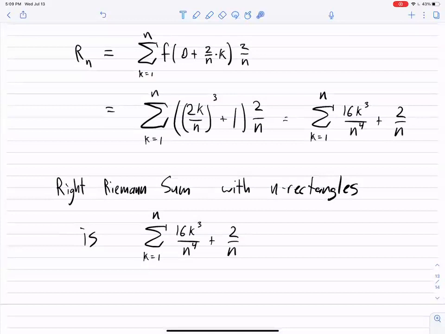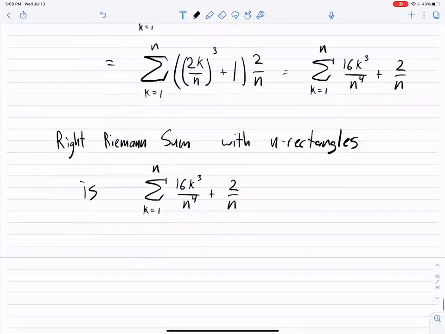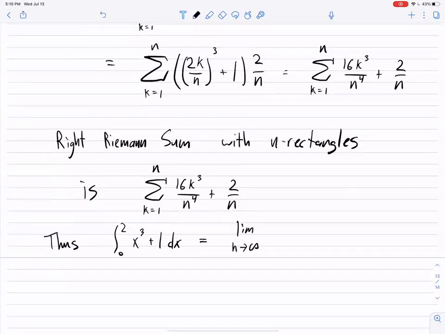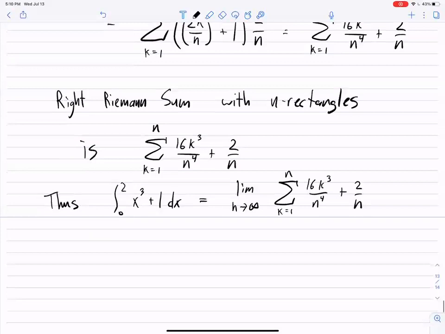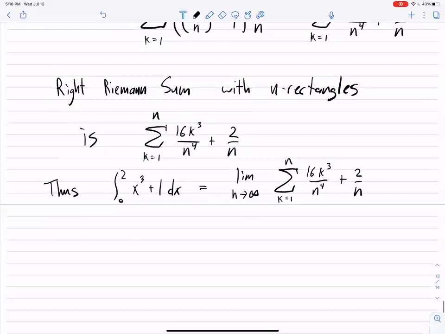And so now what we need to do is take the limit as n approaches infinity. So thus the integral from 0 to 2 of x cubed plus 1 dx is equal to the limit as n goes to infinity of that, which is the sum from k equals 1 to n of 16k cubed over n to the fourth plus 2 over n. And so we need to get rid of this k and this sigma using formulas. And so let's do that. So this is what we're going to play with now.